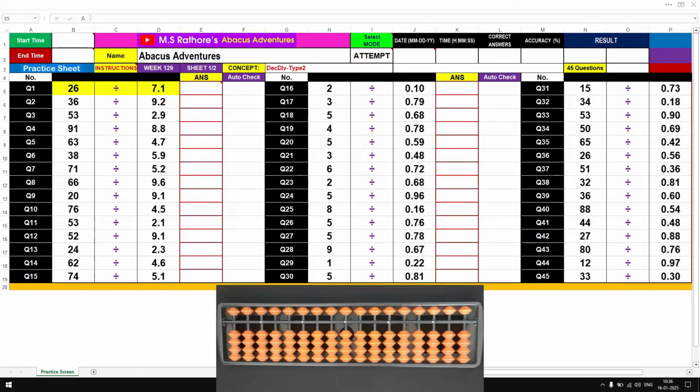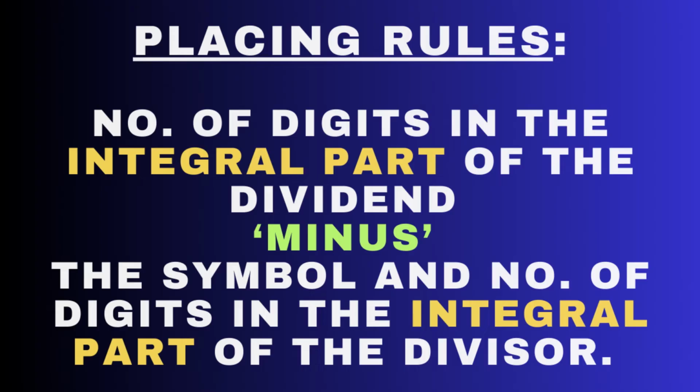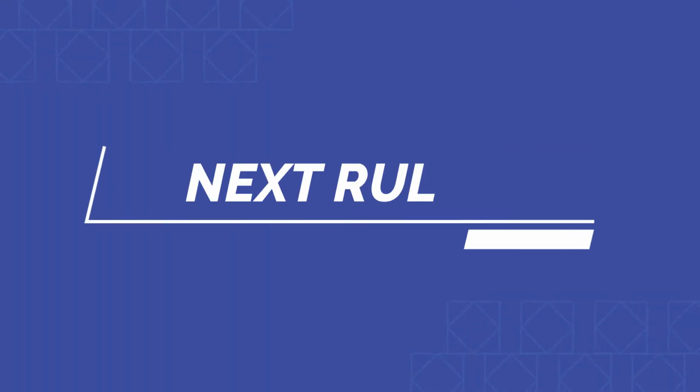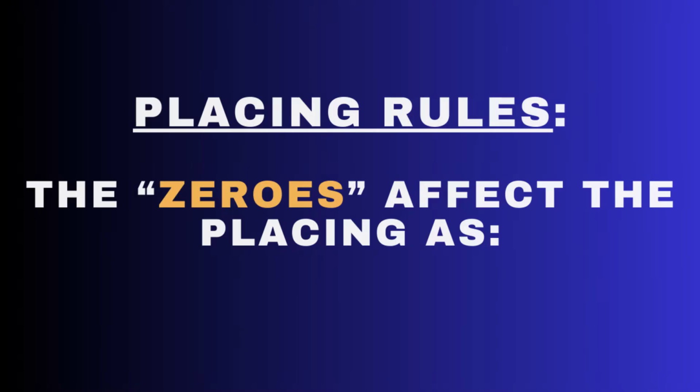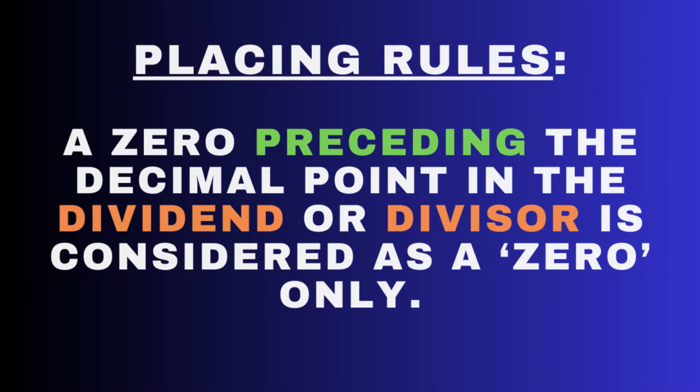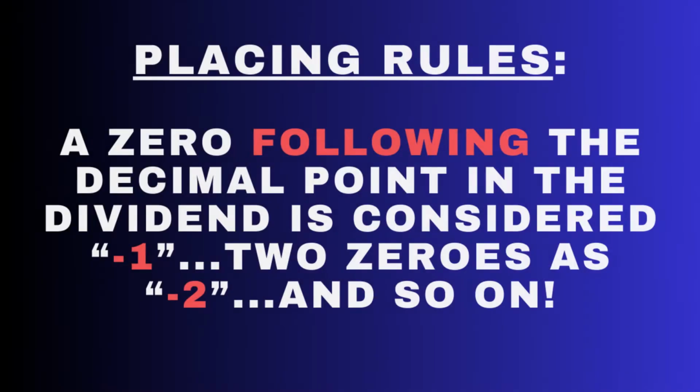But before that, let's look at all the placing rules. The first placing rule is number of digits in the integral part of the dividend minus the symbol and number of digits in the integral part of the divisor. Next rule, whenever there is a 0 in the dividend or the divisor, it affects the placing of the dividend. So a 0 preceding the decimal point in the dividend, not only the dividend, even in the divisor, is considered as a 0 only. Let's look at the next picture.